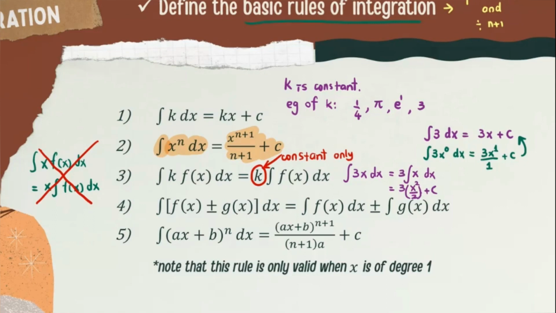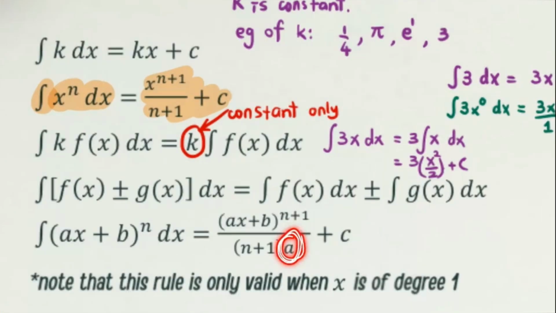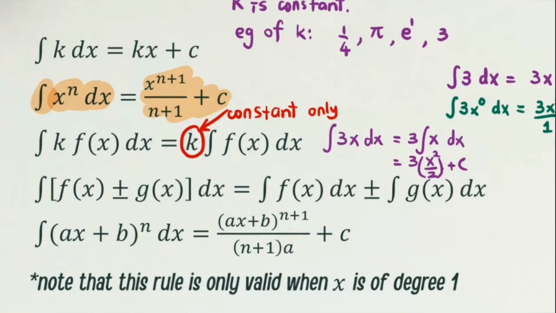Okay, and then rules yang kelima. Rules yang kelima ini kita pun ada power rule juga dalam integration. So, integrate ax plus b to the power of n dx. Cara dia adalah salin dalam bracket power tambah 1 bahagikan dengan n plus 1 tersebut, tetapi perlu darabkan dengan a. Dah mana datangnya a ni? A ni sebenarnya adalah kamu differentiate ax plus b.